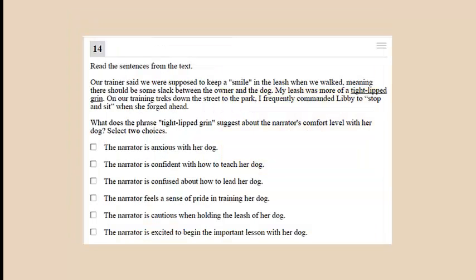To successfully answer number 14, students need to first understand what tight-lipped grin means. Notice how the use of smile in the text is actually figurative language, a metaphor for the shape the leash should take while walking the dog. Students need to be able to visualize what it looks like to grin with tight lips, then transfer that over to the leash. Tight-lipped isn't relaxed and happy. The two answers are the first option and the fifth option.